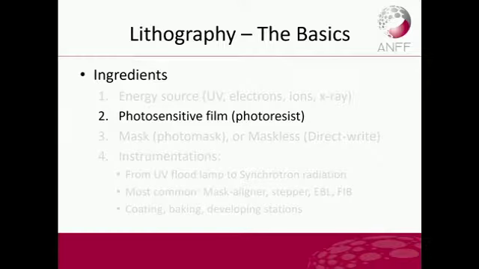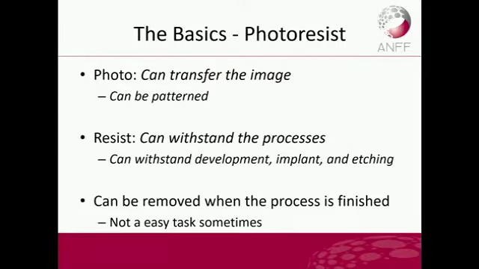Okay, so the second ingredient for lithography is the photoresist. It's actually one of the most important properties that you need to understand. You need to understand these properties very well in order to get good lithography done. So photoresist, if we look at the words photo and resist, we can actually break it down and understand how this works. So photo means that it can transfer the image, i.e. can be patterned. So you can take a photo, transfer it to something.